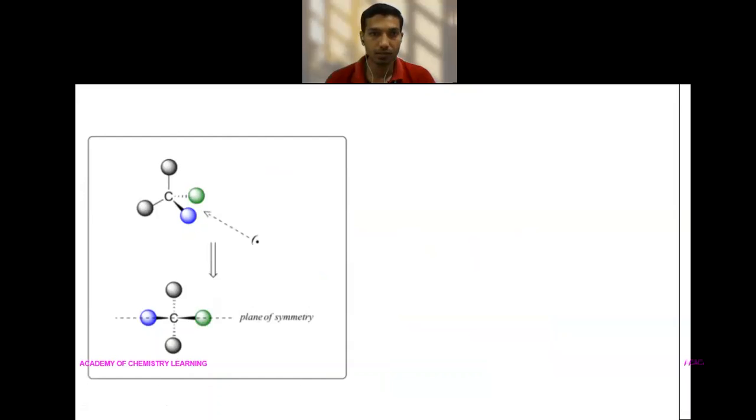Some more examples to understand plane of symmetry. This is the carbon atom. It has two groups which are the same, and here blue and gray, two different groups. Now when the observer observes this molecule from this side, it looks like this. Now when the plane of symmetry passes through this molecule, it divides in such a way that this one part is identical to, or a mirror image of, this second part.